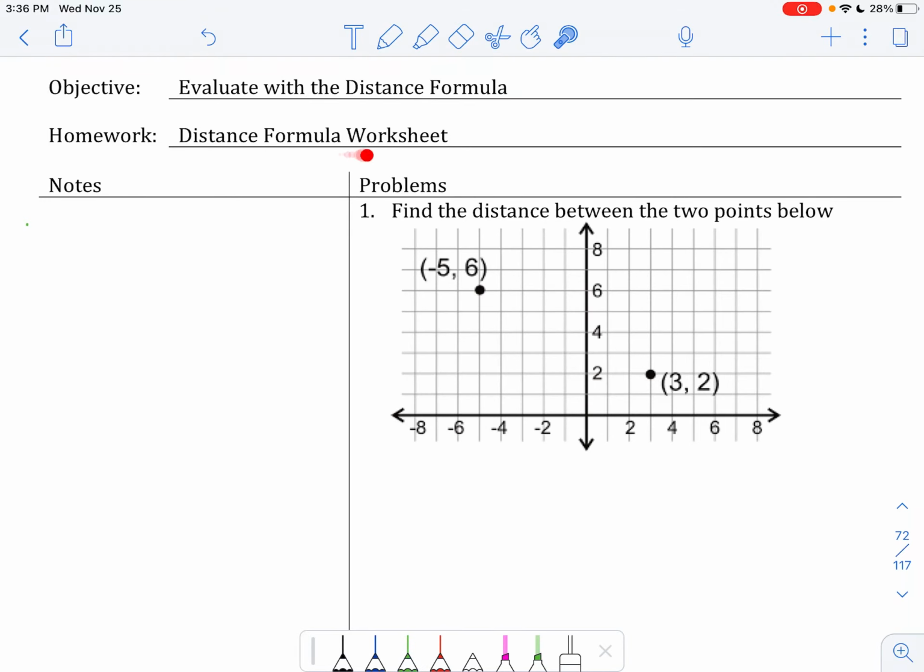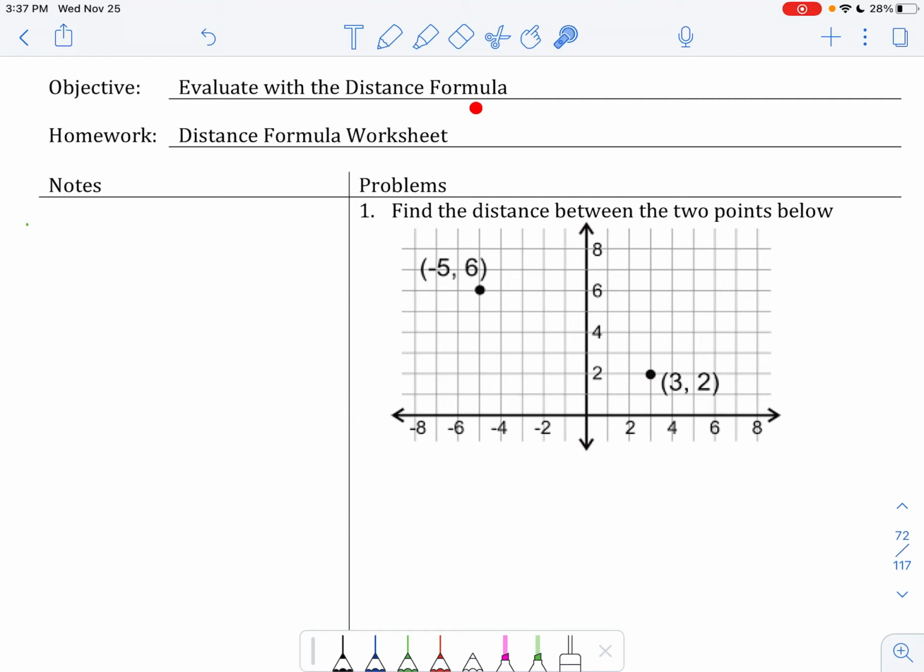Hello, so we're going to have another worksheet for this. The distance formula worksheet, numbers 1 through 11 are your homework and 12 is the presentation problem. If you can print it, that's great. If not, just do it in your homework notebook like you normally would.